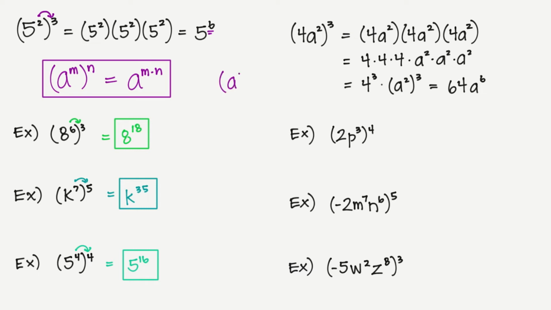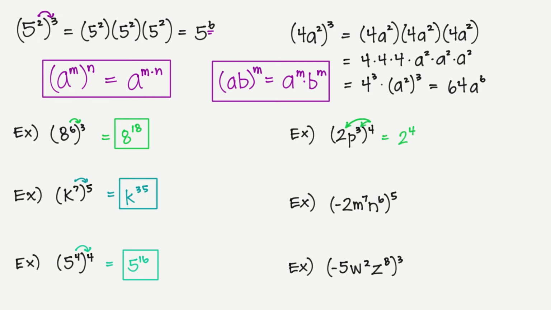So for our second rule, if I have a times b in parentheses to the mth power, that's the same as a to the mth power times b to the mth power. So I'm kind of using the distributive property with that exponent to everything inside of the parentheses. So my first example, 2p cubed raised to the 4th power, I'm going to distribute that 4 to every term inside. So that's going to be 2 to the 4th power times 3 times 4 is 12, so p to the 12th power. And I can still simplify that. That would be 16p to the 12th power, right?